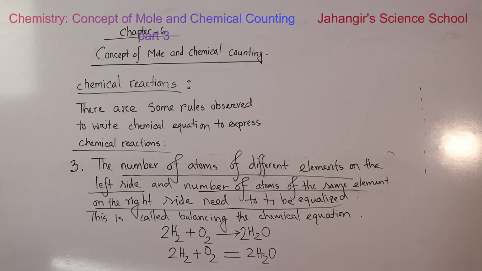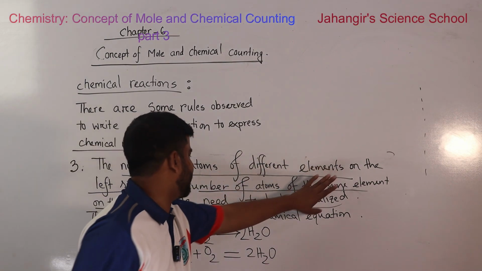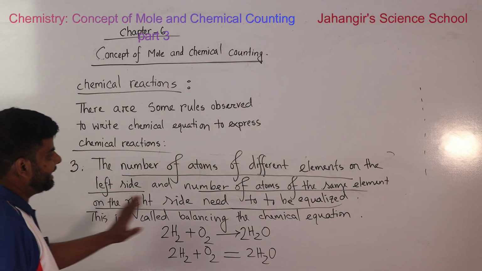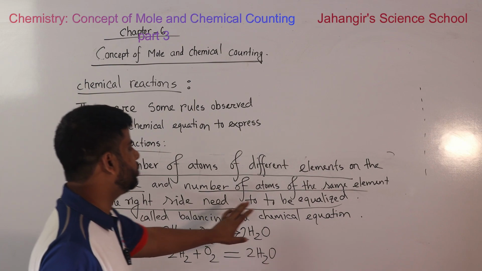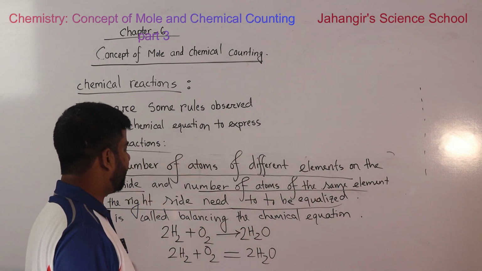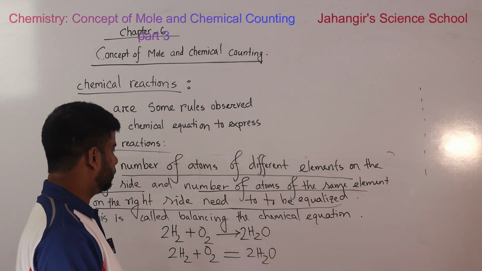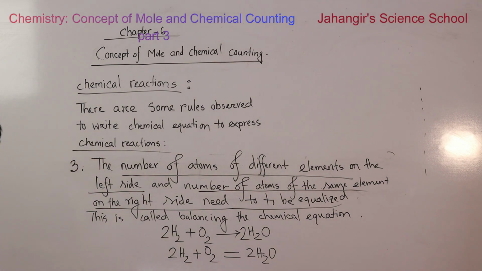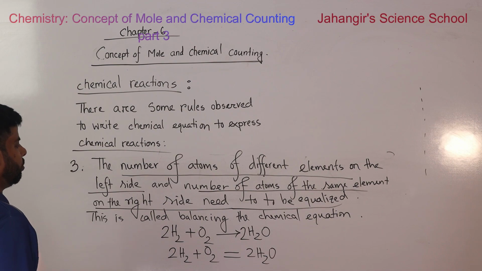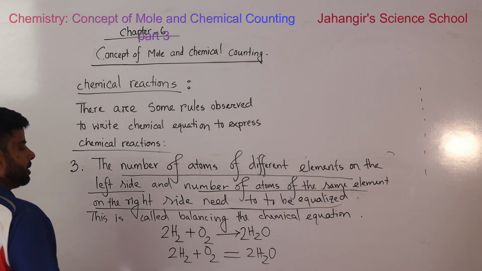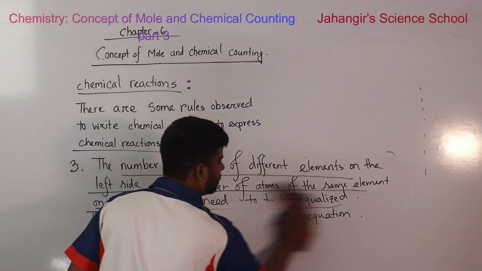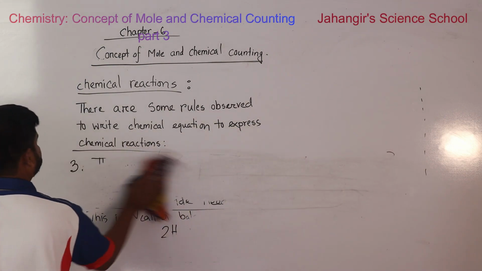So the number of atoms of different elements on the left side and the number of atoms of the same elements on the right side need to be equalized. This is called balancing a chemical equation. For mole calculation, we need to balance any chemical equation. It's very important.